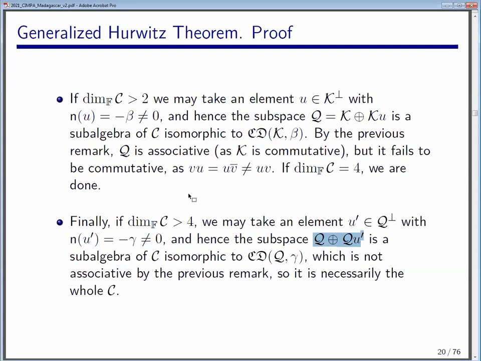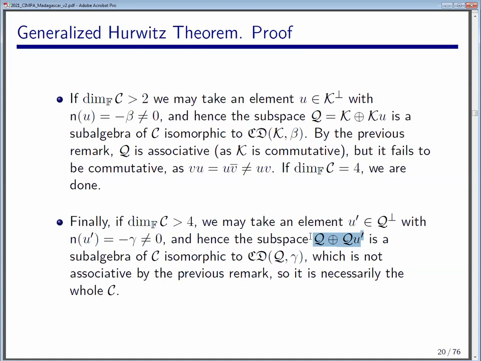Okay. So we take an element orthogonal to Q with non-zero norm and use this element to double our subalgebra Q. Now, Q is associative. So that's fine. This is what we need. But Q is not commutative. So we know that this algebra is not associative. Because for a double algebra to be associative, the subalgebra we start with must be commutative. And Q is not commutative.